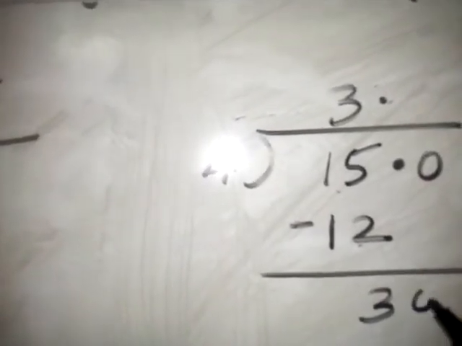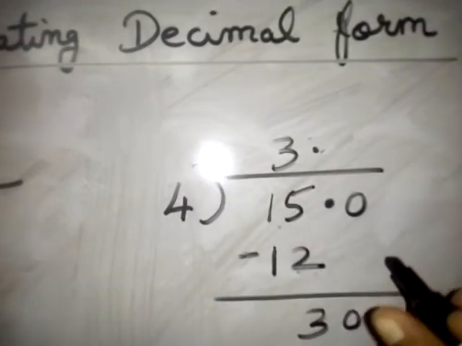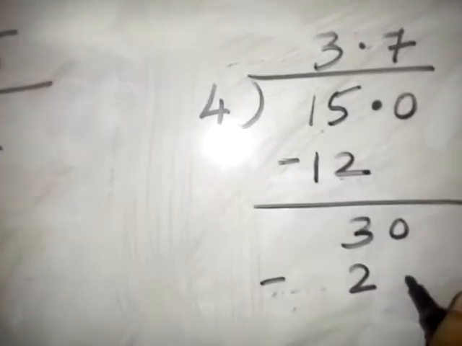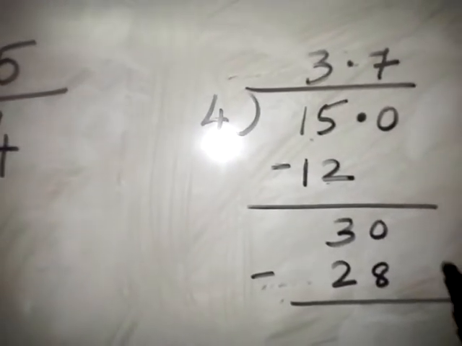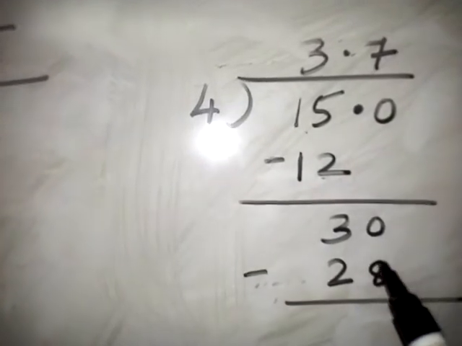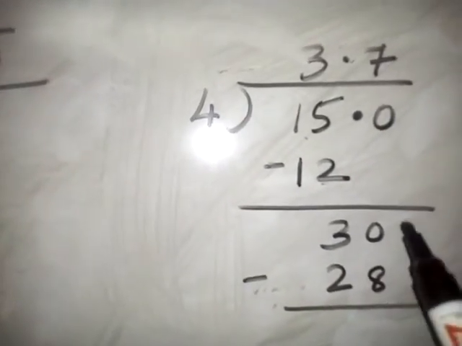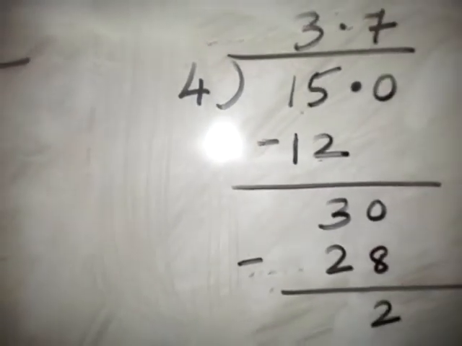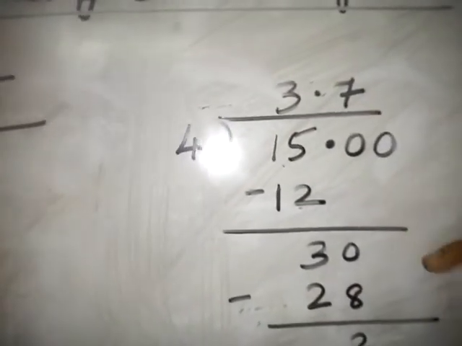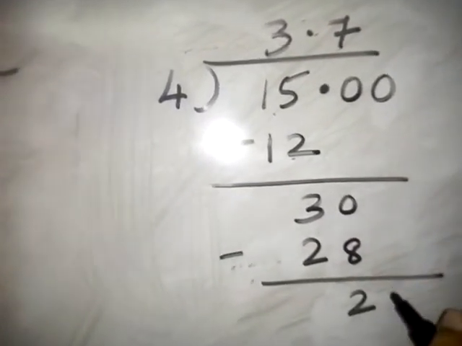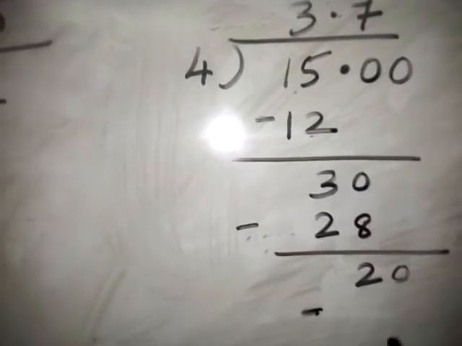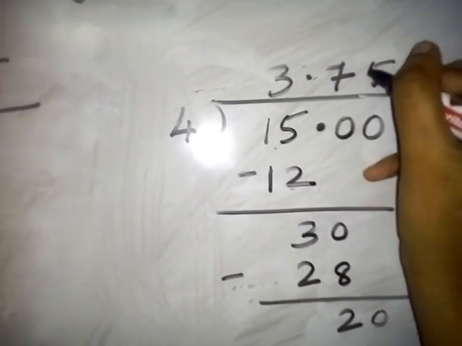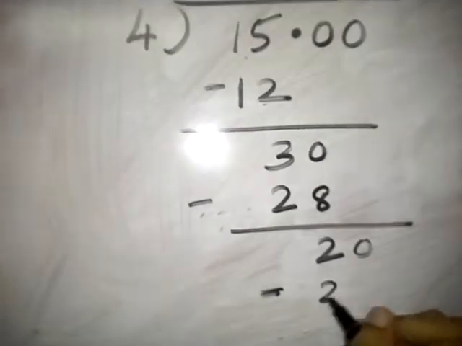Take this 0 down. 4 7s are 28. 30 minus 28. You can do the cancellation method also. 0 minus 8 is not going. Or the direct method also you can do. 30 minus 28, how much answer is coming? See, 2. Now this 0 you have to bring down. 4 5s are 20.